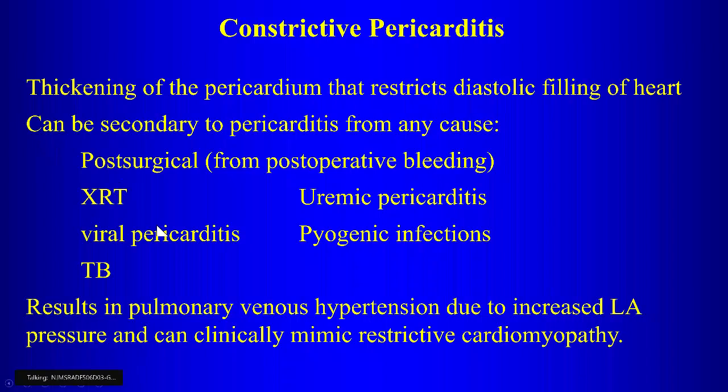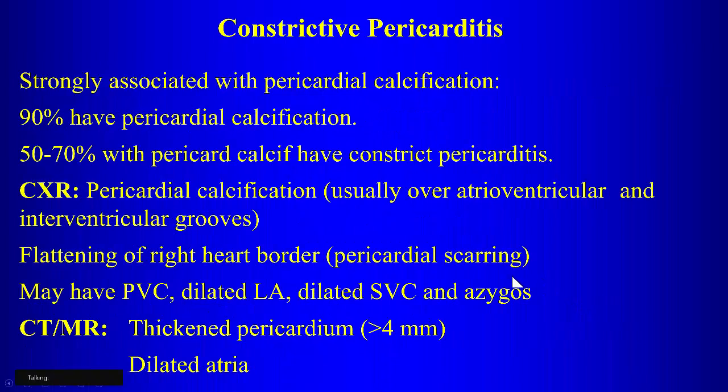So causes can be post-op, radiation, or after inflammatory conditions like viral pericarditis, TB, infections, and uremic pericarditis. There are increased left atrial pressures because it's hard filling the heart. That can lead to pulmonary venous hypertension, and this can also mimic restrictive cardiomyopathy. Sometimes they'll send a patient to imaging to differentiate between restrictive cardiomyopathy and constrictive pericarditis, so don't get those two confused. For restrictive cardiomyopathy, we're looking for myocardial abnormalities. For constrictive pericarditis, we're looking for pericardial abnormalities.